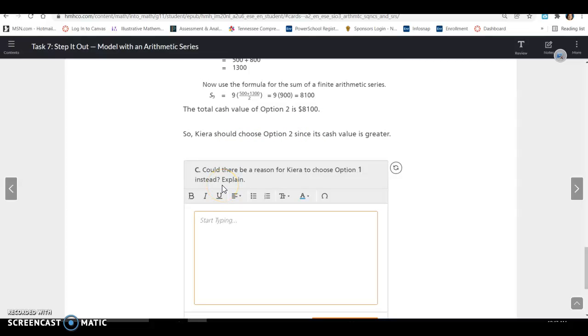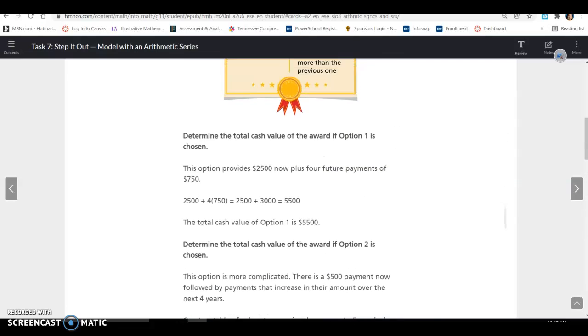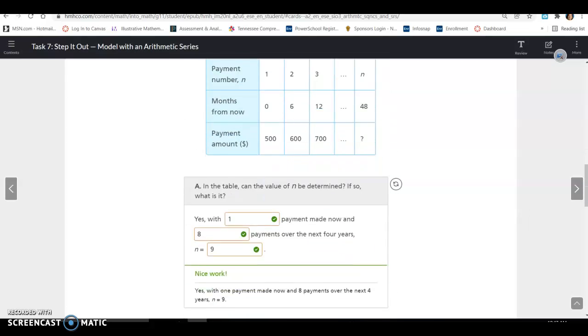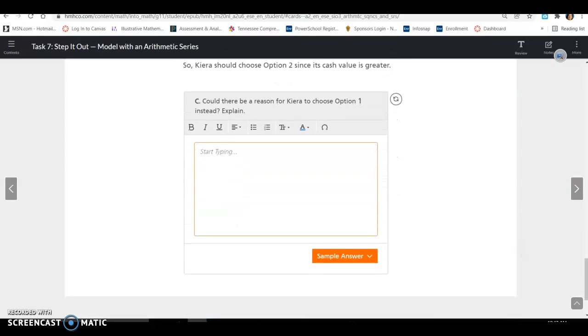All right, part C. Could there be a reason for Kiara to choose option 1 instead? Well, I'd have to think long and hard about that. If you need the $2,500, if you need a bigger amount when you get started, like maybe you need supplies for college, maybe you need a new computer, or you need a down payment on a car or something, I don't know. I would be hard pressed to take $2,000 to $3,000 less because I needed a little bit more in the beginning. But there could be reasons to choose option 1, but I think for most people, the greater amount over the 4 years would probably be the better option.